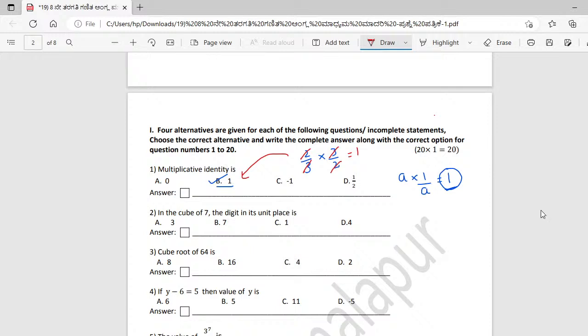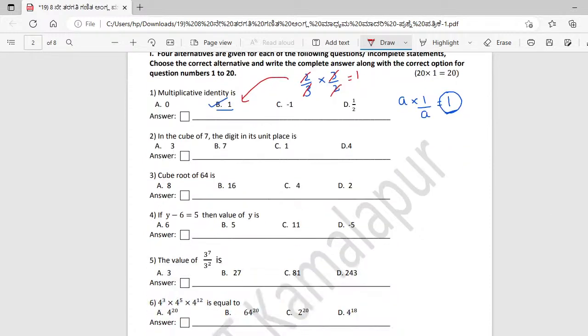Just write down the question as well as the solution part. Let us go with the second one. If anybody gets the answer now, you can message your answer in the comment section. The second one: the cube of 7, the digit in its unit place is dash.